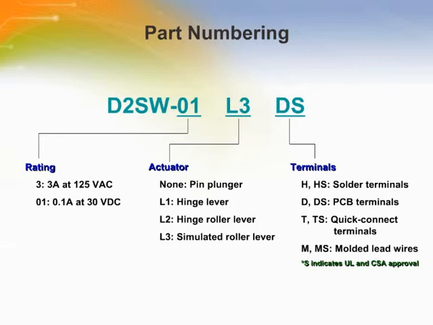Here's the model numbering system. The D2SW is the series number. The first part indicates the electrical rating. The second part shows the actuator type. If it is none, that means that the switch is a pin plunger. The last number stands for terminal types.